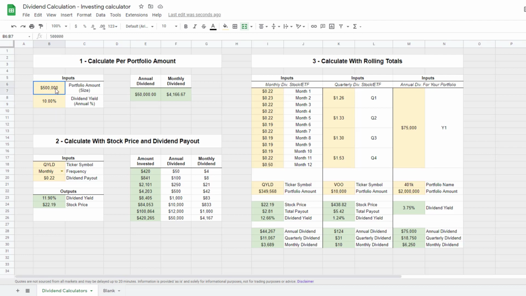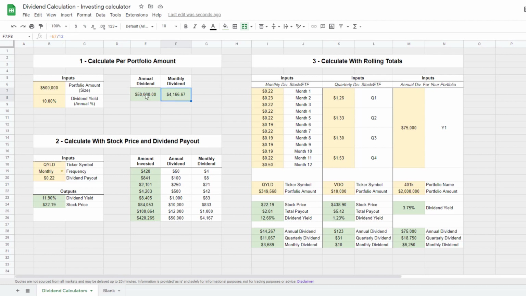Like I said, these numbers are inputs right here. So how are we getting to this number? It's actually a lot simpler than you think. All we're doing is taking your portfolio size multiplied by the percent dividend yield. And remember, this 10% is an annual percentage number. Once we get that, we get $50,000, and your monthly dividend is simply your annual dividend divided by 12.